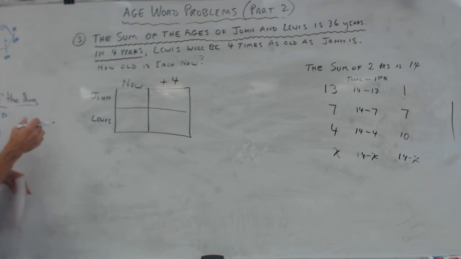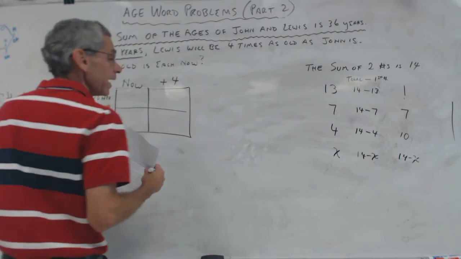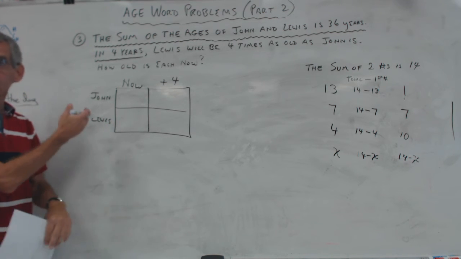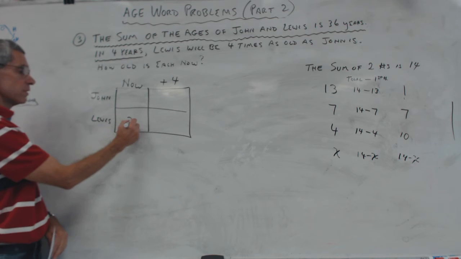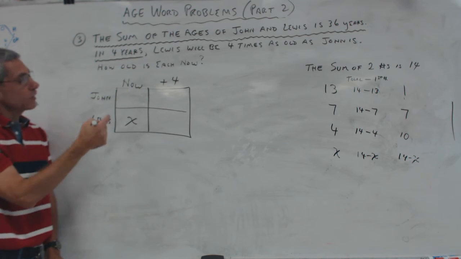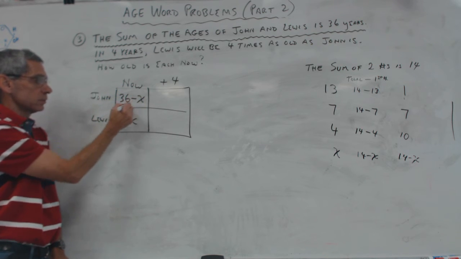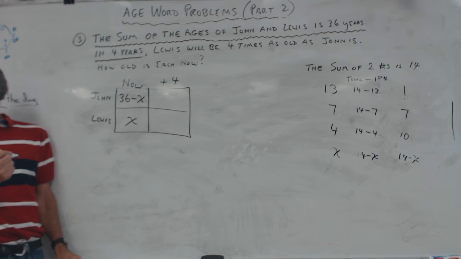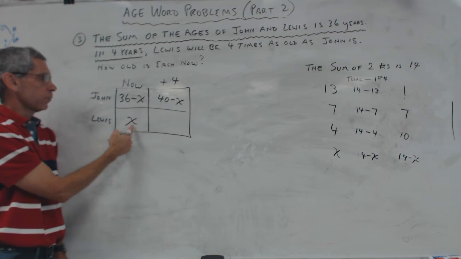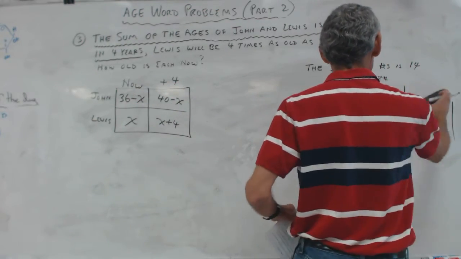Okay, so now it says the sum of the ages of John and Lewis is 36 years. It makes no difference which one I make x. I will get the right answer either way. So which one do you want to make x? Lewis is x. What is John? 36 minus x. The sum of their ages is 36, so it's whatever's left over when I subtract x from the total, 36 minus x. Now plus 4. What's 36 plus 4? 40 minus x. And what is x plus 4? X plus 4. Good job.